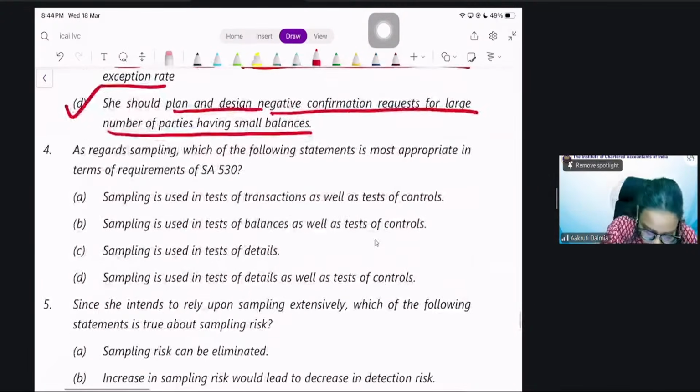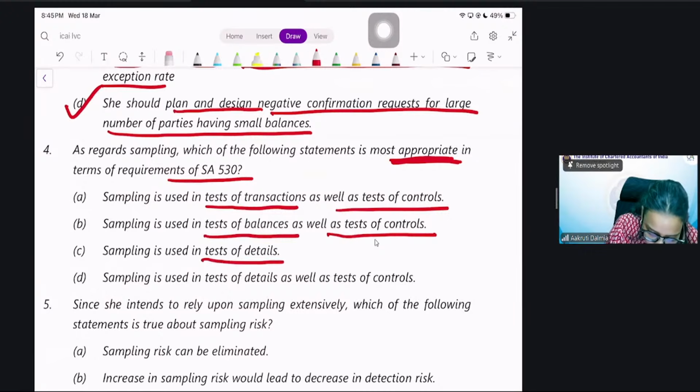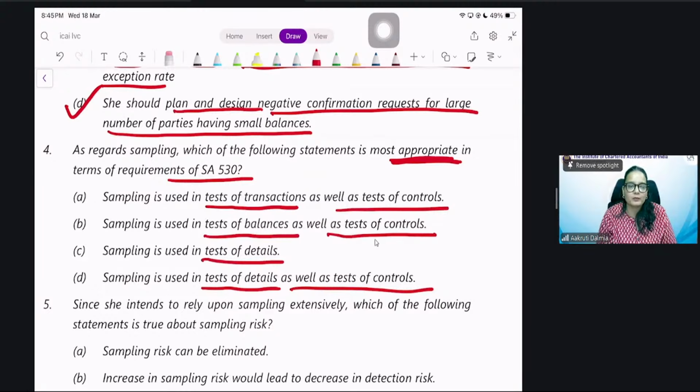Correct. As regards sampling, which of the following statement is most appropriate with respect to requirements of SA 530? Sampling is used in both test of transactions as well as test of controls. Sampling is used in both test of balances as well as test of controls. Sampling is used in test of details. Sampling is used in test of details as well as test of controls. Which one is correct? This is also very easy one. D, absolutely correct. It is used in both test of details as well as test of controls.